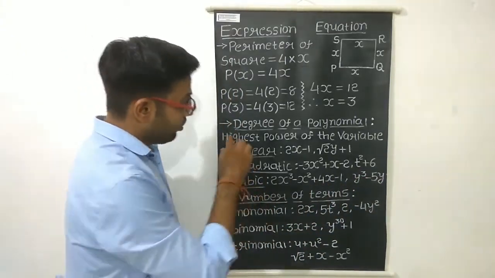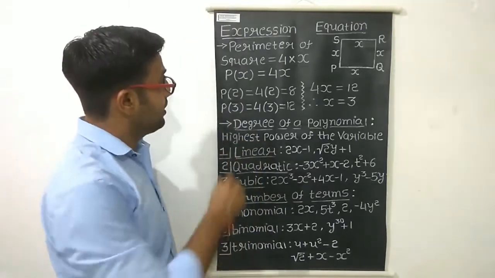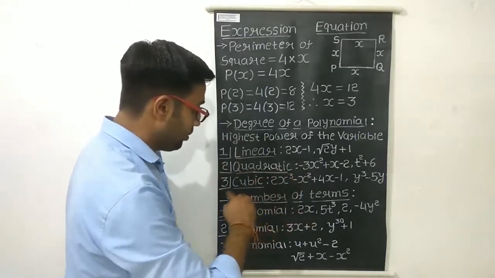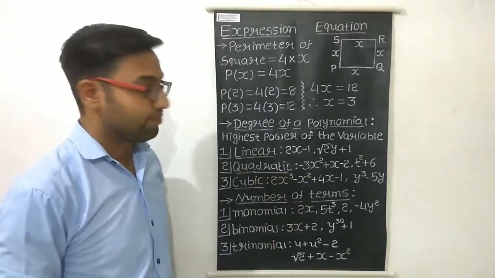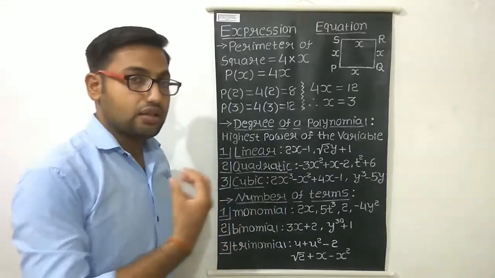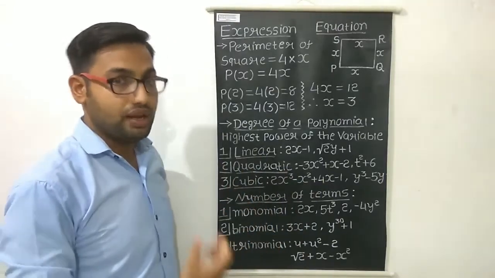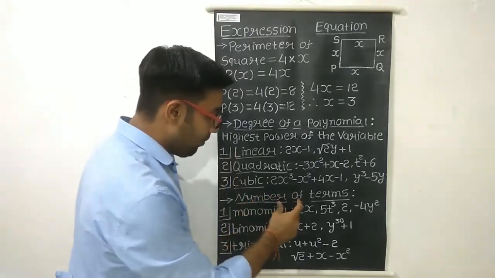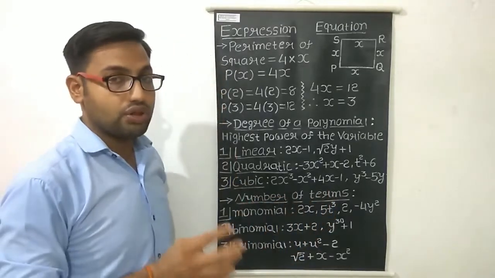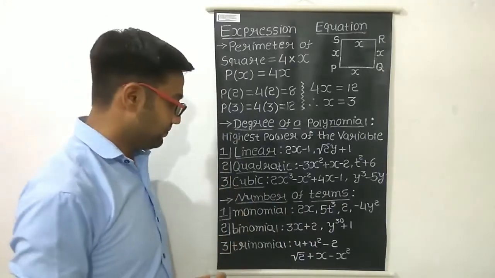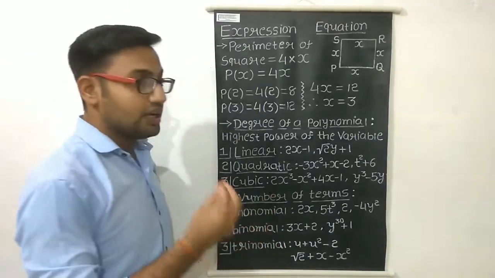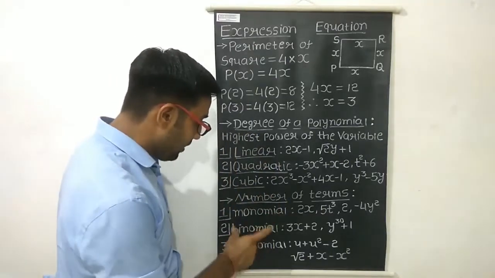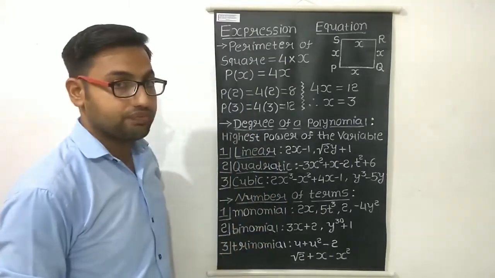So based on the degree, we can classify the polynomials into these 3 parts: linear polynomial, quadratic polynomial, and cubic polynomial. So is there any other way we can classify polynomials? Yes. We can classify polynomials based on the number of terms. Now you know what the terms are. So based on the terms, again the polynomials are classified into 3 parts: monomial, binomial, and trinomial.